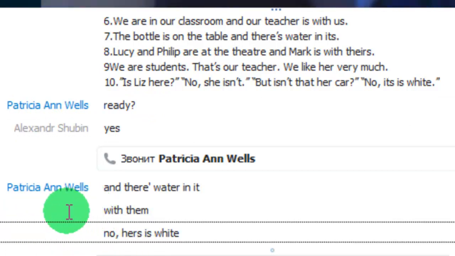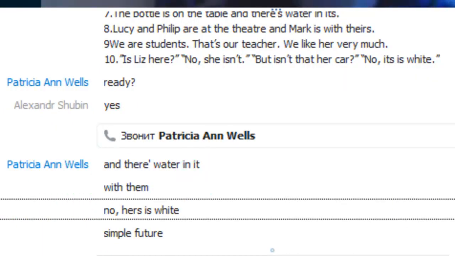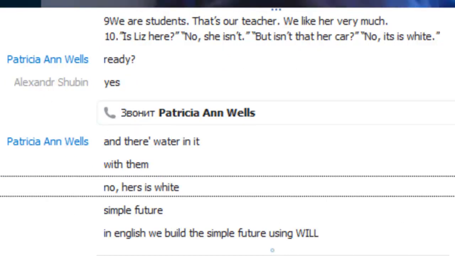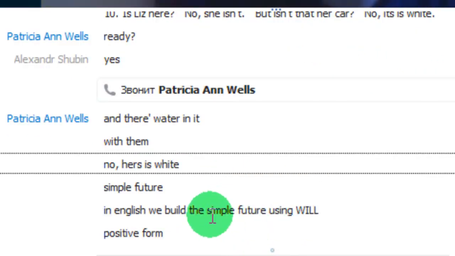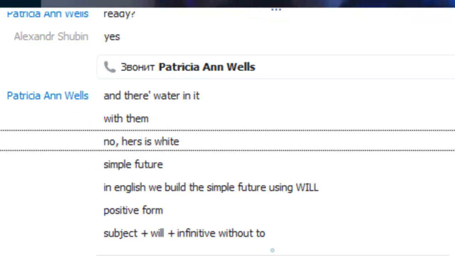Now, simple future. In English, we build the simple future using will. Now, positive form: subject plus will plus infinitive without to.